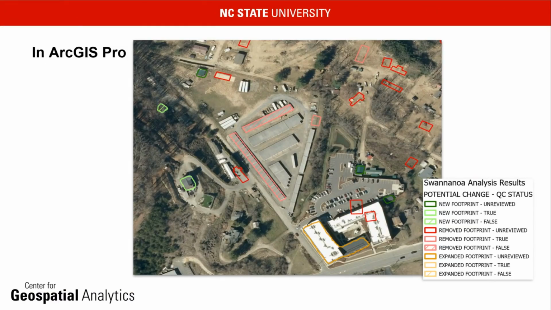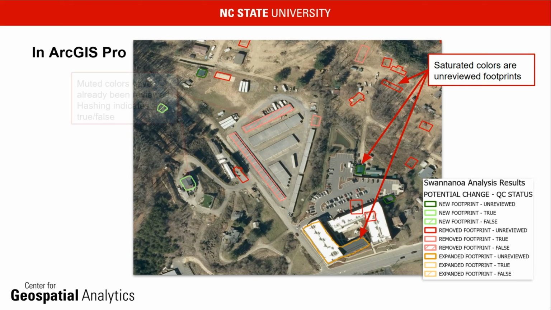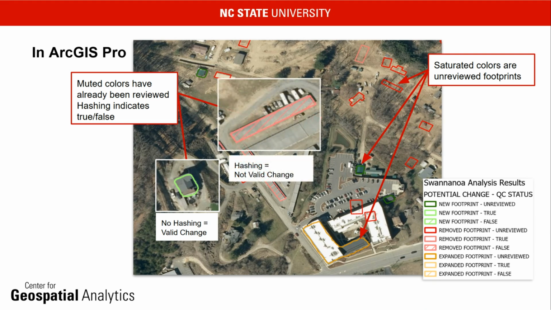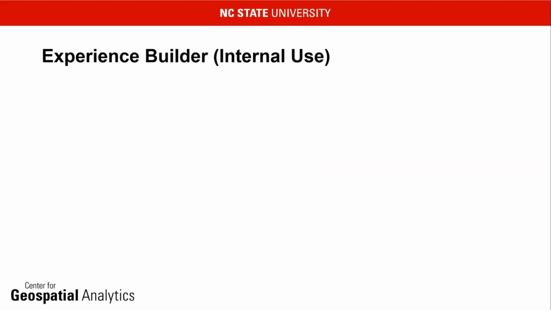This is how the output will look in ArcGIS Pro when it's symbolized. The saturated colors are unreviewed footprints. The muted colors have been reviewed. No hashing means an accepted, valid change, and hashing means it's not accepted.